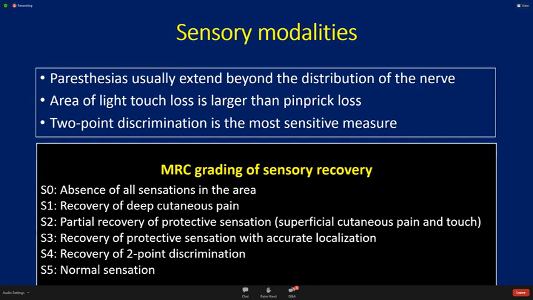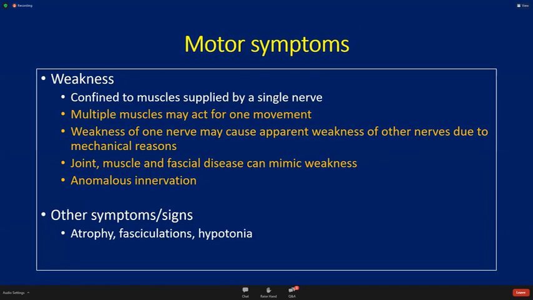And if you want to look for very, very minimal sensory involvement, the test to do would be a 2-point discrimination. So when you are assessing the improvement of nerve recovery, it is important to know that from no sensation, the initial sign to come is a deep cutaneous pain, followed by superficial pain and touch, and finally the 2-point discrimination. And this is important to know because the patients continue to have paresthesias even when there is worsening of the neuropathy as well as during the period of recovery. So it is good to know to what extent and what sensations have recovered while you are doing follow-up examinations.